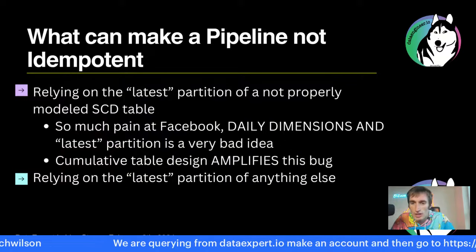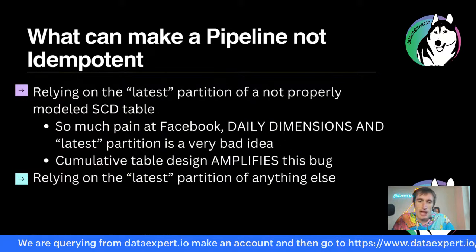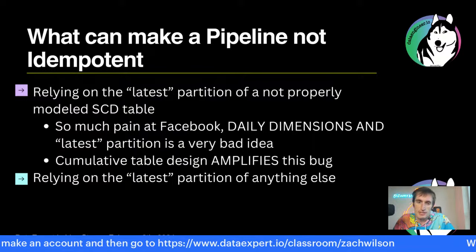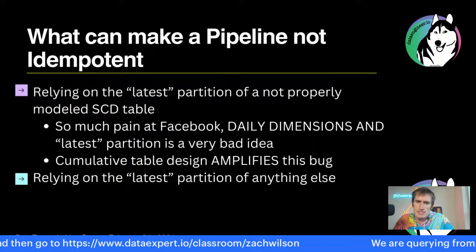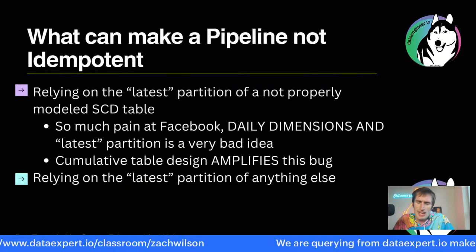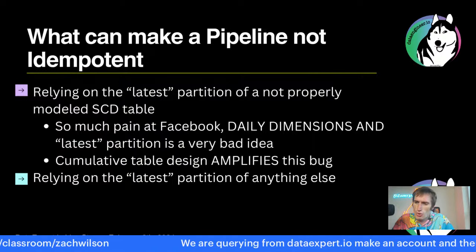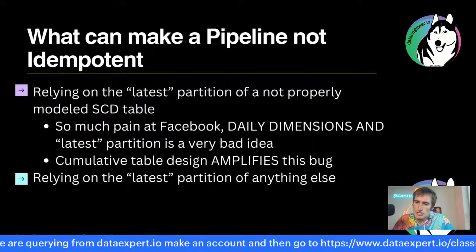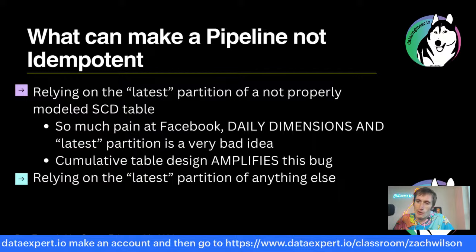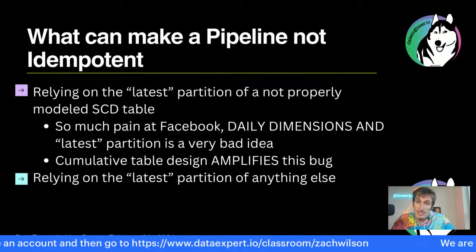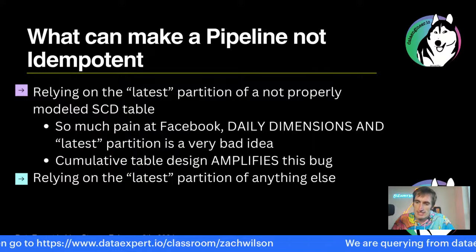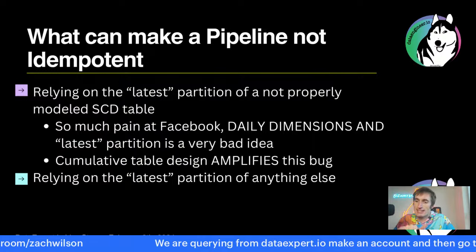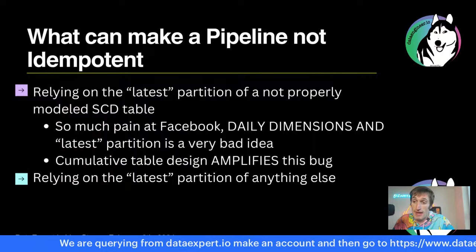So here's some more things that can make your pipeline not idempotent. I have some good stories for you here. A lot of times data engineers have this pressure to cut corners on their data sets because they need their data to be available sooner. So they just say, okay, give me the most recent version of a data set instead of giving me today's version of the data set. Because that, again, will cause inconsistent behaviors between production and backfill.